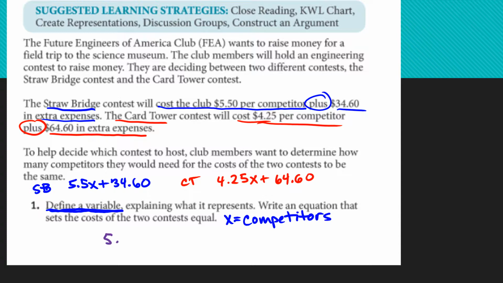So 5.5x plus 34.60, in other words the Straw Bridge, when would it be equal to the Card Tower, which is 4.25x plus 64.60? If we solve this for x, we'd get the number of competitors, and then we'd know how many competitors make the two contests equal.